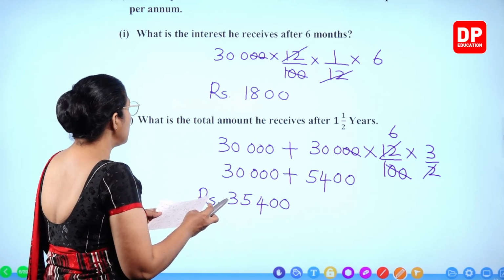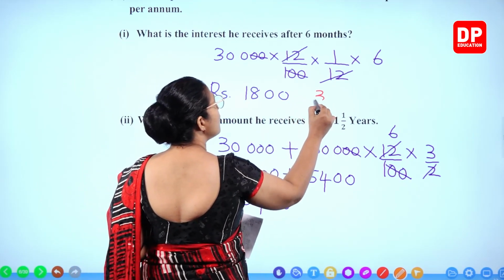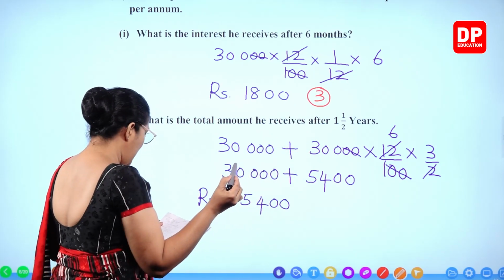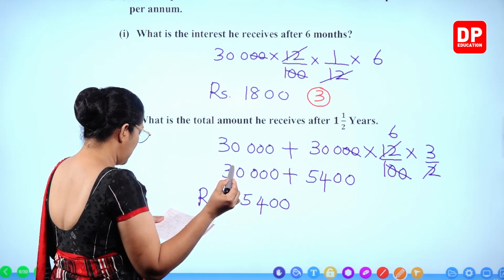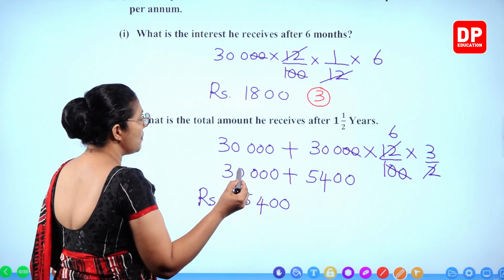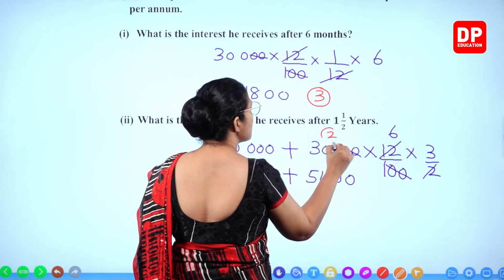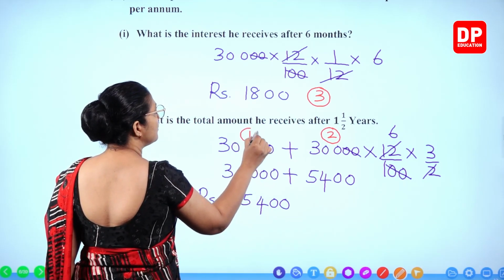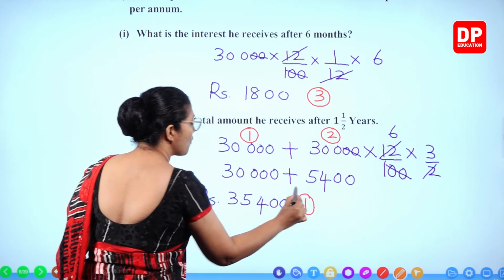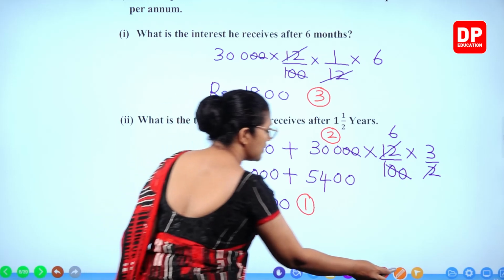So let's see how many marks you can get for this part. You get 3 marks for the first part, and then you get 4 marks for this part. So here this is 2 marks. This is 1 mark. And 1 mark for the final answer.